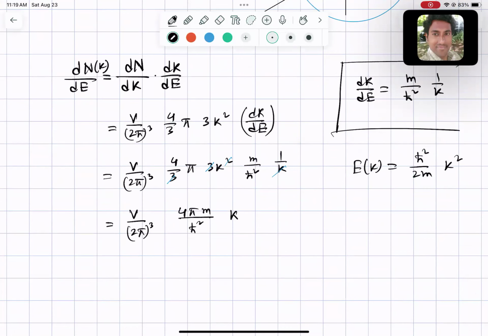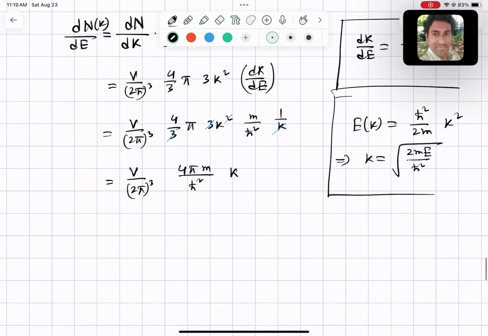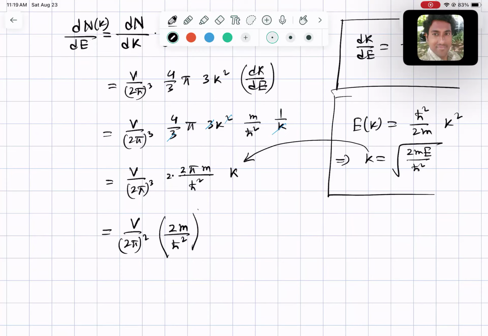Okay. So this says k equals square root of twice mE over h bar squared, right? So we can write k there, and the final expression would be, if we write twice, 2 times twice pi, and this twice pi whole cube, they make twice pi, V over twice pi whole squared, and if we plug that in, we'll have 2m over h bar squared to the 3/2, square root of E.